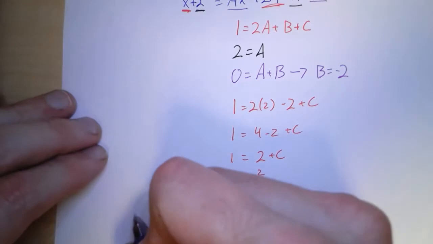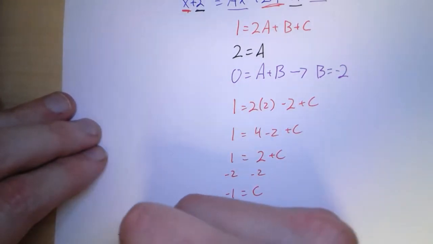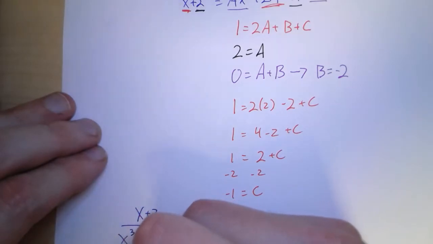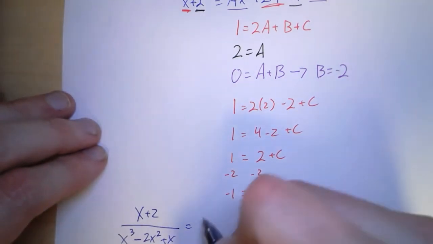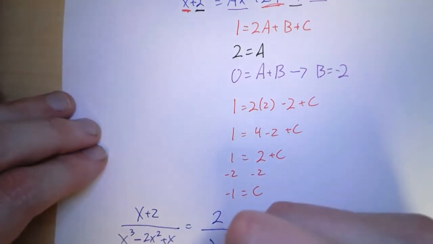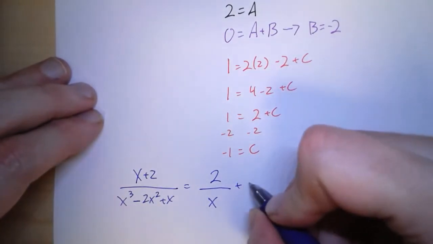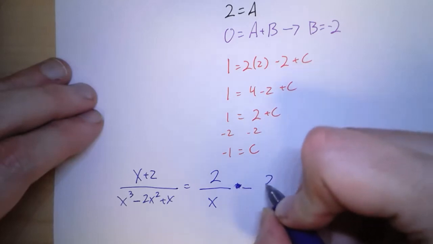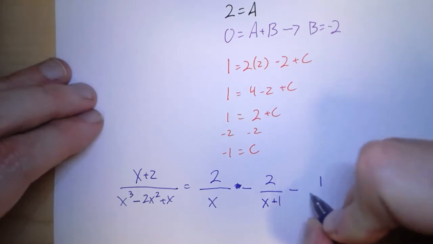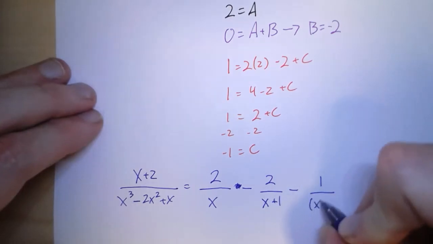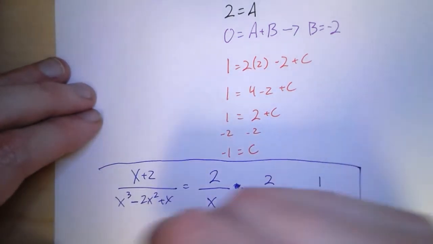So when we write out our partial fraction decomposition, we originally had (x plus 2) over (x cubed minus 2x squared plus x). And so that's going to be a is 2, and that was over x. Then we had b, that was -2. So instead of plus, we're just going to say minus 2 over (x plus 1). And then c is -1, so -1 over (x plus 1) squared. So that is how this will break down.